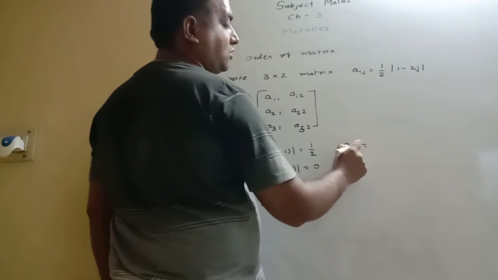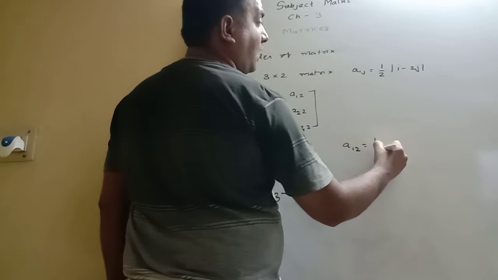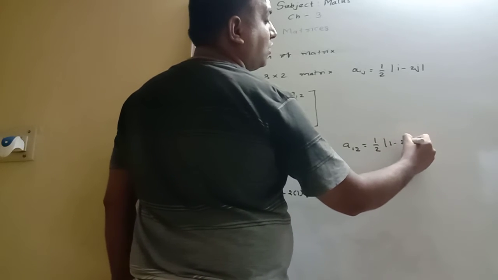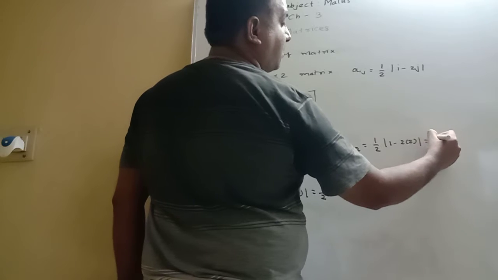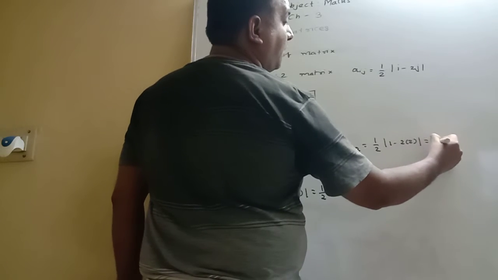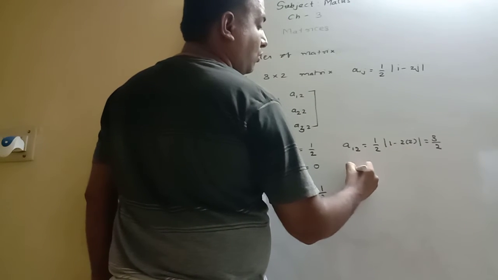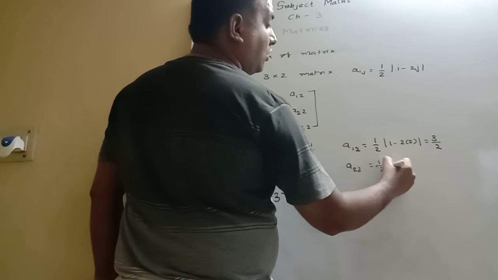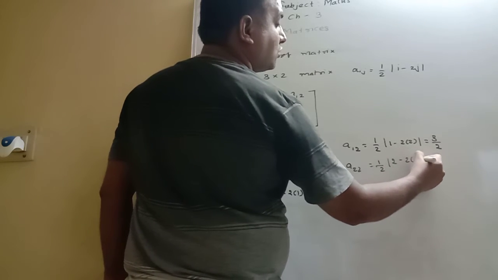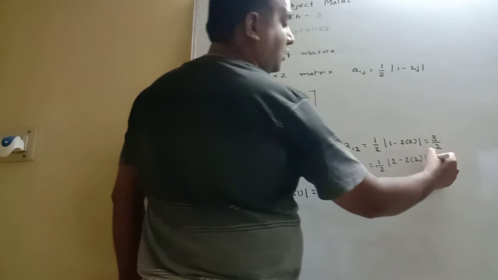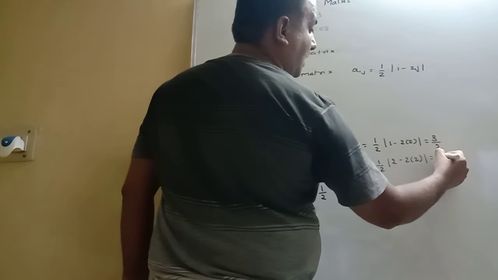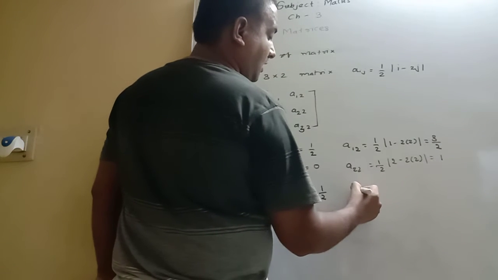So i equals 1, j equals 2. So 1 by 2, 1 minus 2 into 2. So 1 minus 4, it is 3. So 3 by 2. A22 means 1 by 2, 2 minus 2 into 2. So 4 minus 2, it is 2, and so 2 by 2 equals 1.